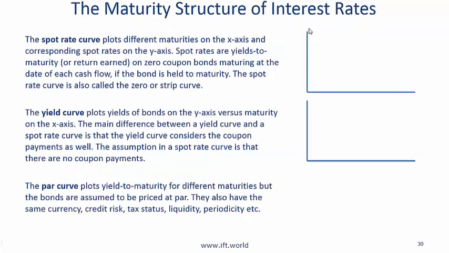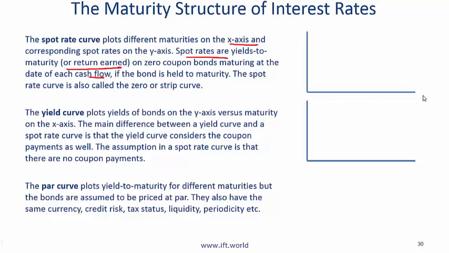Maturity structure of interest rates. We've talked about spot rates, and here we'll just get into a little more detail. The spot rate curve plots different maturities on the x-axis and corresponding spot rates on the y-axis. Spot rates are yields to maturity or return earned on zero coupon bonds maturing at the date of each cash flow, if the bond is held to maturity. The spot rate curve is also called the zero or strip curve.